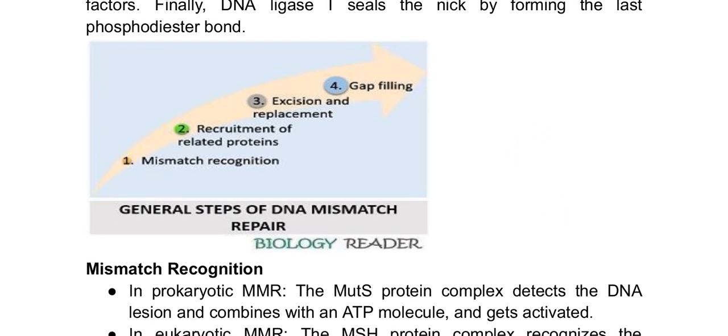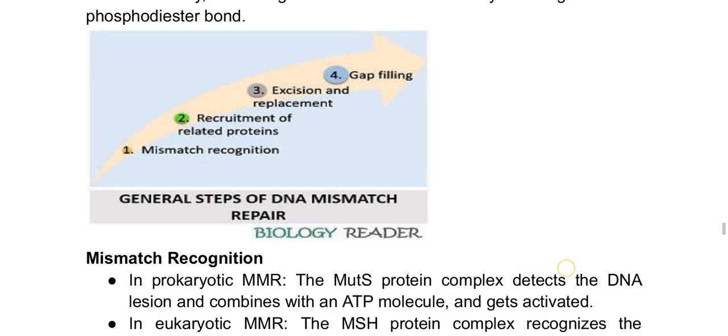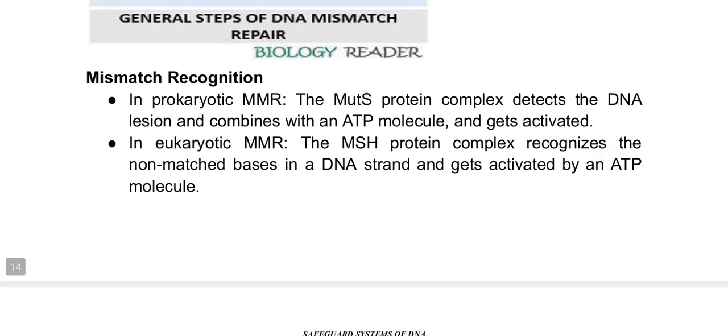So, the general steps of DNA mismatch repair are: mismatch recognition, recruitment of related proteins, excision and replacement, and gap filling. Then mismatch recognition in prokaryotic MMR: the MutS protein complex detects the DNA lesion and combines with an ATP molecule and gets activated. In eukaryotic MMR, the MSH protein complex recognizes the non-matched bases in the DNA strand and gets activated by an ATP molecule.